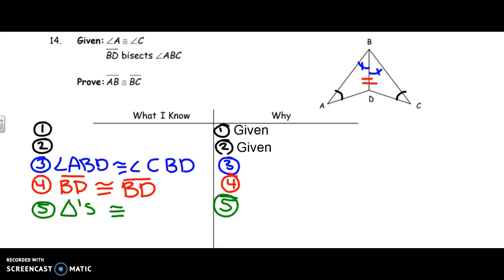And if the triangles are congruent, well then everything else is going to end up being congruent. And in this problem, I care about AB and BC being congruent. And my reason would be, if triangles are congruent, then their corresponding parts are congruent.